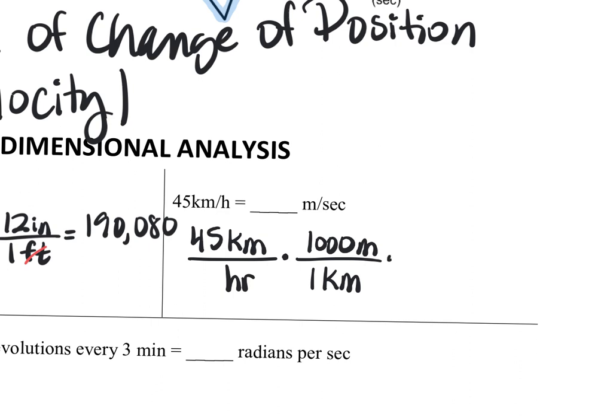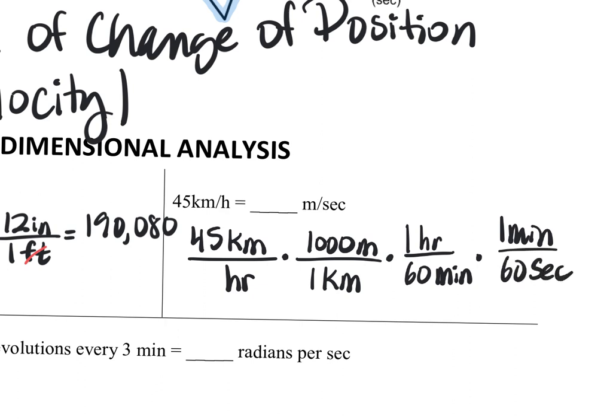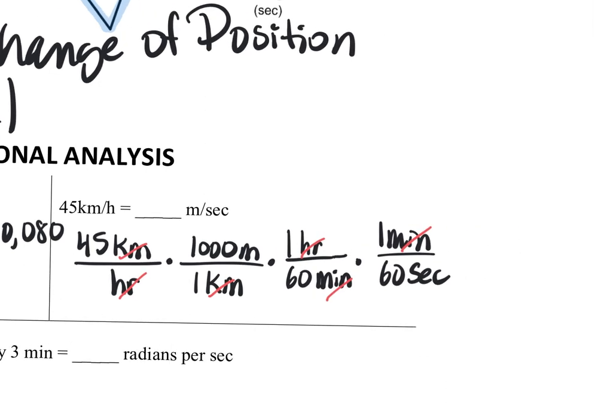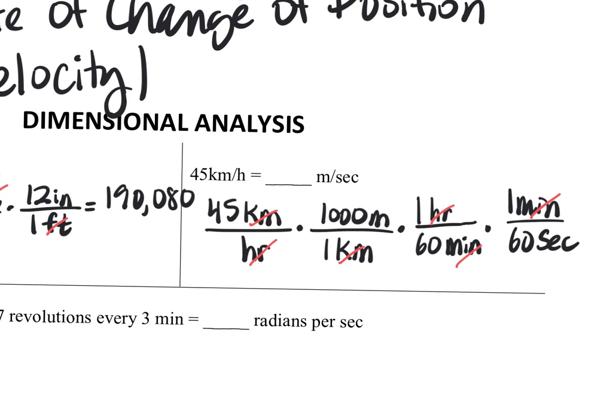Then hours to seconds: 1 hour has 60 minutes, and then 1 minute has 60 seconds. Now, you can combine that. I know in class a lot of people did, and that's totally fine. The unit kilometer cancels, the unit hour cancels, minute cancels. So I'm left with meters per second, which is exactly what I need. And if we take our calculator out and calculate all of that, you get 12.5 meters per second.